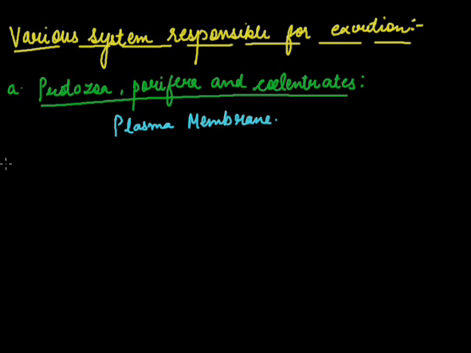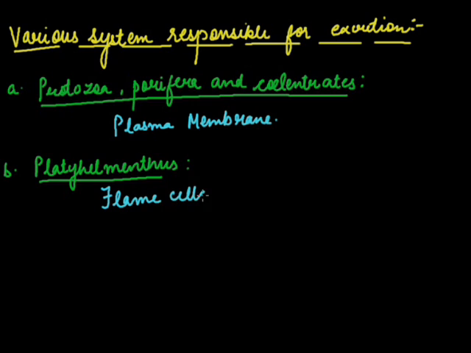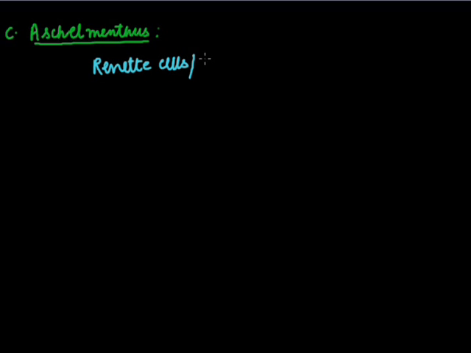Now, when we talk about platyhelminthes, who is responsible for excretion? It is the flame cells. From platyhelminthes, we move to aschelminthes. In aschelminthes there are renette cells, also called egg-shaped cells, which are responsible for excretion.